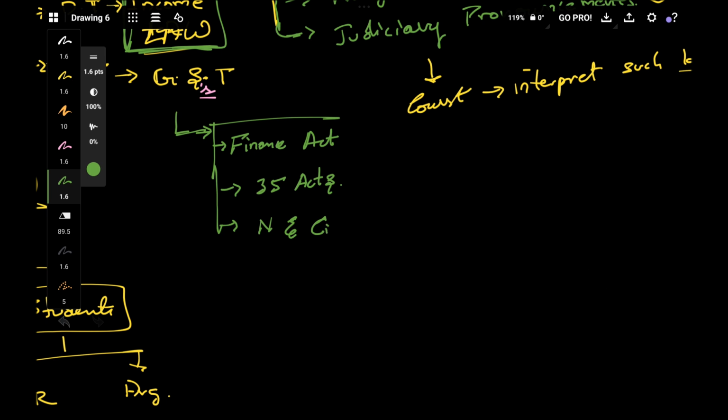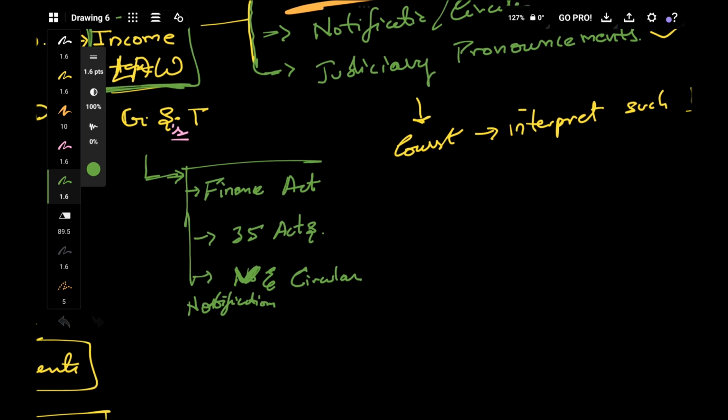I hope it is very much clear to you. So in the GST subject, we are going to learn the Finance Act, the amendments by this Finance Act, and the 35 acts. The important ones are only 4. Don't worry, we'll discuss that. We'll also have notifications and circulars.